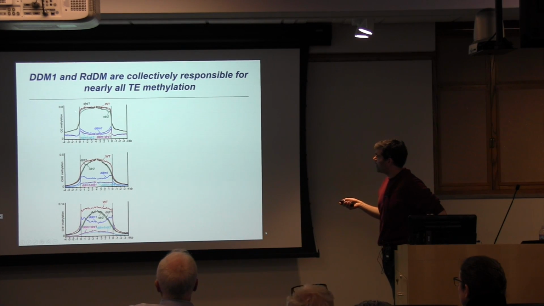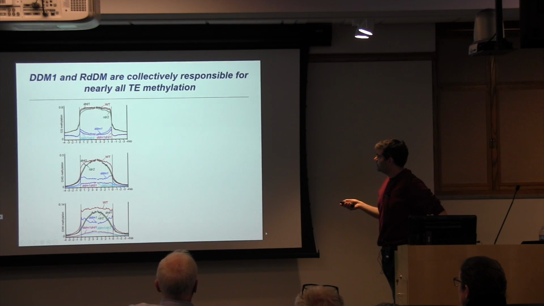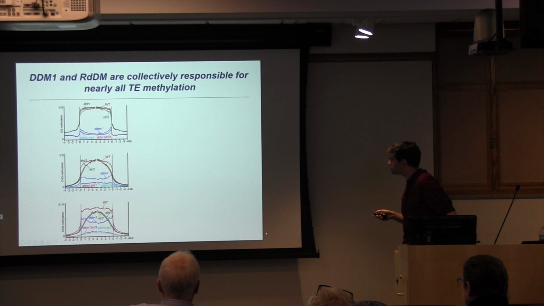In wild type, in red, methylation is high for CG. Mutating RDDM doesn't have much of an effect on this. DDM1 has a very strong effect on CG methylation. Double mutants between DDM1 and RNA-dependent RNA polymerase, or DRD1, so double mutants between DDM1 and RNA-directed DNA methylation are a little bit stronger, but just a little bit. There's really very little methylation left in DDM1 already.